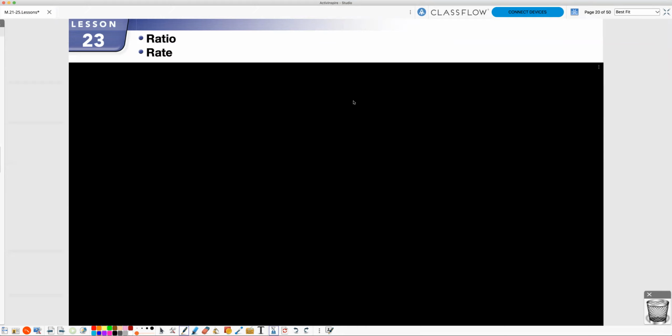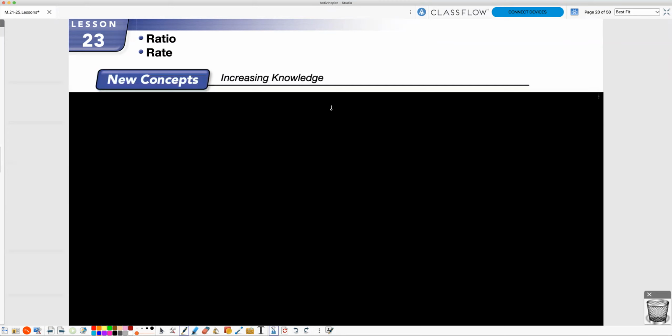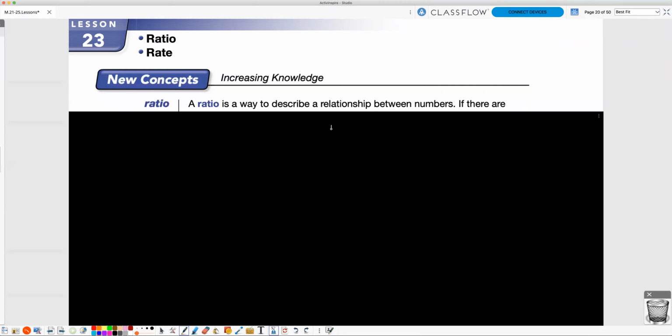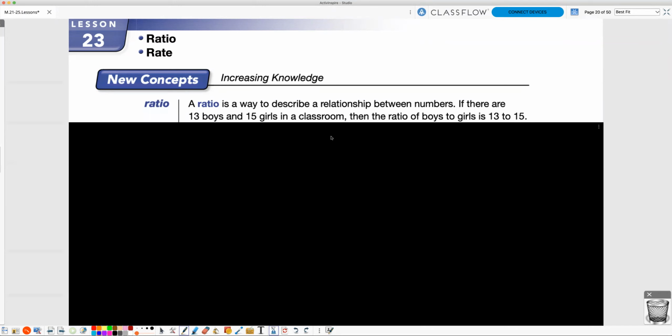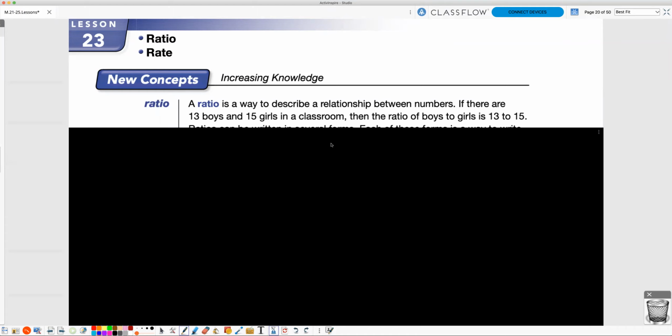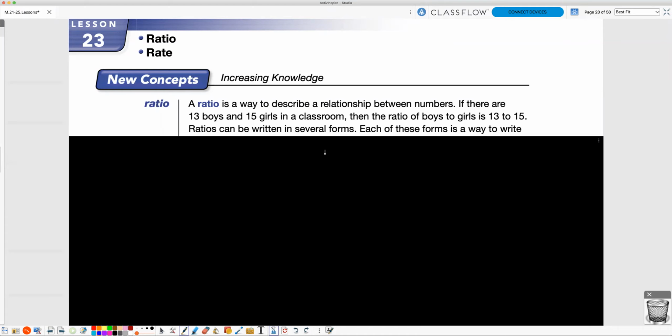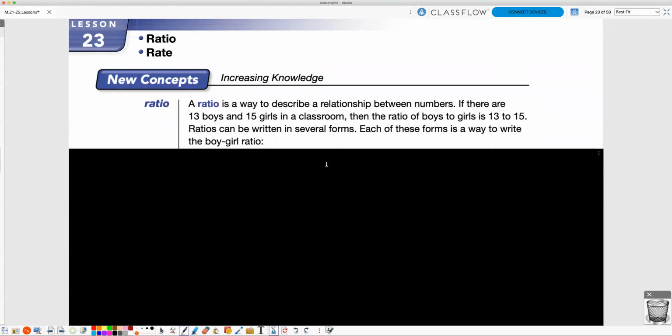This is Lesson 3, Ratio and Rate. It's a new concept. A ratio is a way to describe a relationship between numbers. If there are 13 boys and 15 girls in a classroom, then the ratio of boys to girls is 13 to 15. Ratios can be written in several forms. Each of these forms is a way to write the boy-girl ratio.